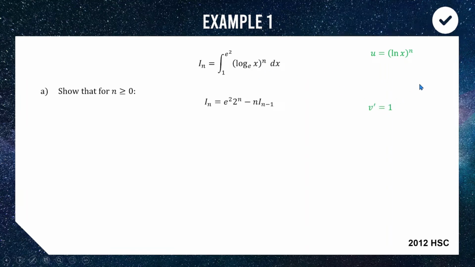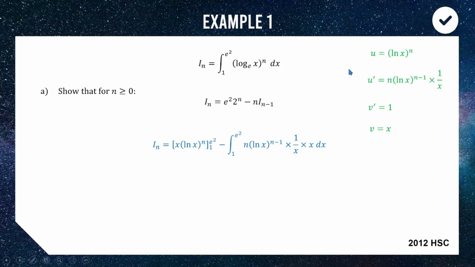So if we differentiate our u using the chain rule, the n comes down, we have a power of n minus 1, and now we multiply by the derivative of what's inside our bracket, and the derivative of log x is 1 over x. So there's our u dash. If we integrate 1, we of course get x. This is the information we're going to substitute into our integration by parts formula, which looks like this.